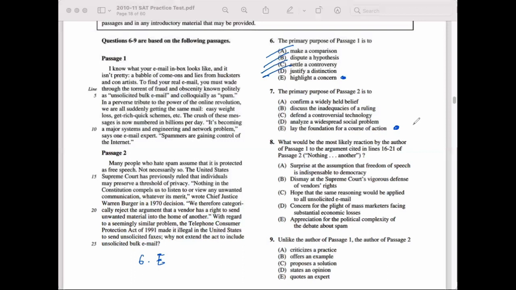What the justice said in the 1970 decision, what the Telephone Protection Act said. So I like E. Confirm a widely held belief. There is no widely held belief that is being confirmed, right? That doesn't make sense. So option A is out.